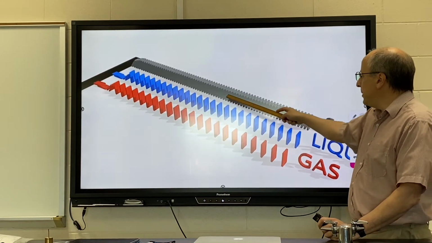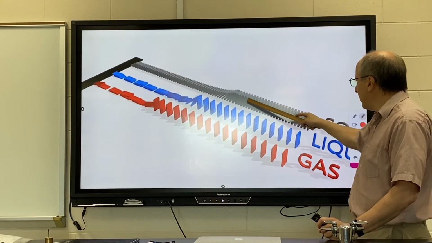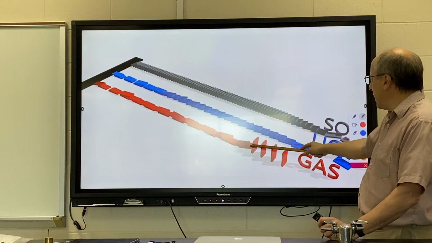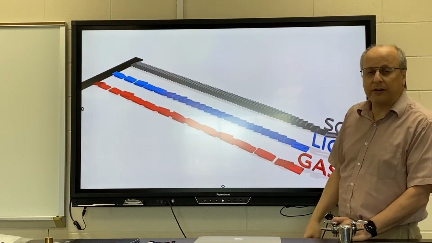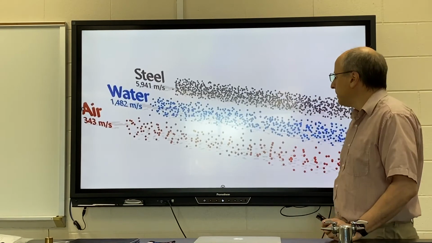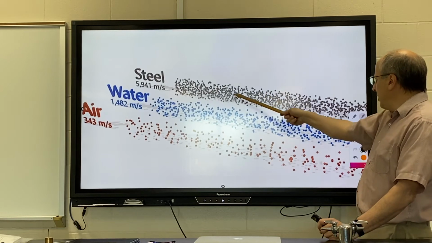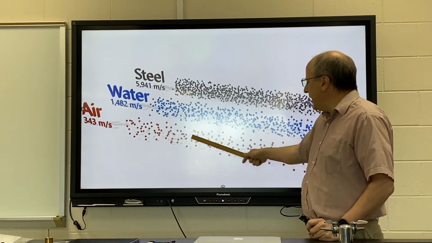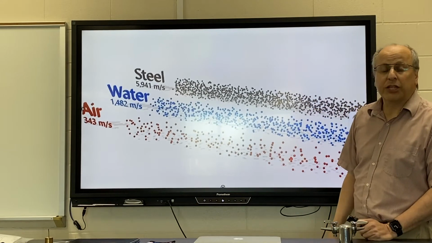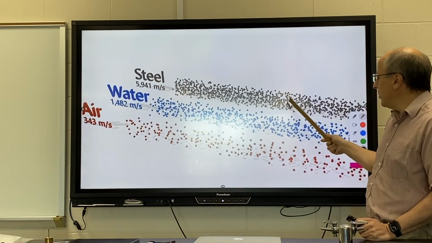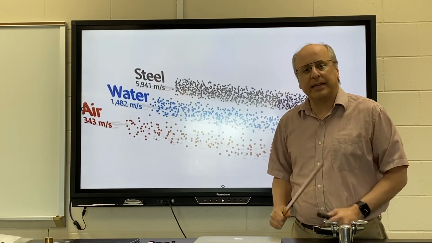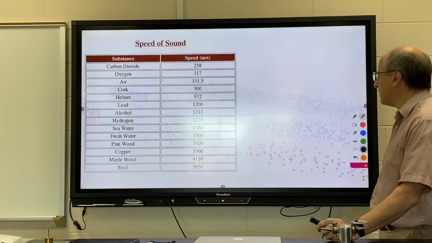Think of it like dominoes. If the dominoes are close together, the energy pulse can travel quickly. And the farther apart the dominoes are, the slower the energy pulse is going to travel. So steel, it travels fast, and with air or any other gas, it's going to travel slower. It all has to do with how tightly packed the molecules are and the elasticity between the molecules.